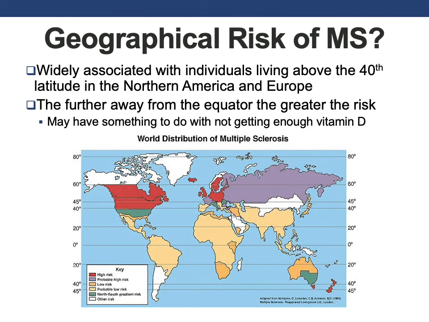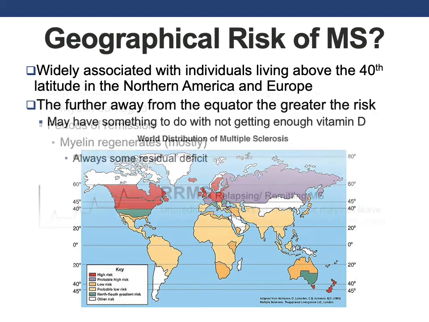What is the geographical risk of MS? Multiple sclerosis has widely been associated with individuals living above the 40th latitude in North America and Europe. It seems the further away from the equator one lives, the greater the risk of developing MS. Some research believes it has something to do with not getting enough vitamin D.